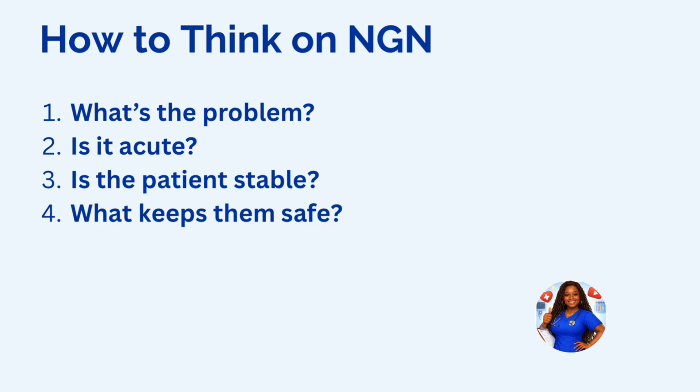Number 2, is it acute? Did this just happen? Is it worsening? Is this a change from baseline? Acute changes move to the top of your priority list. Number 3, is the patient stable? Look at airway, breathing, circulation, and LOC. Stable patients can wait. Unstable patients cannot.